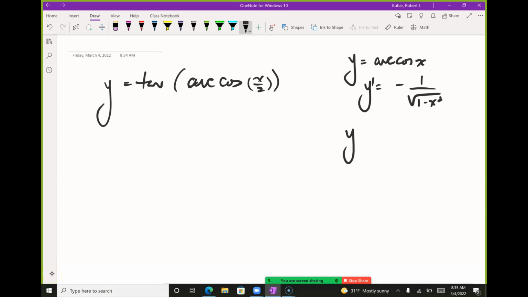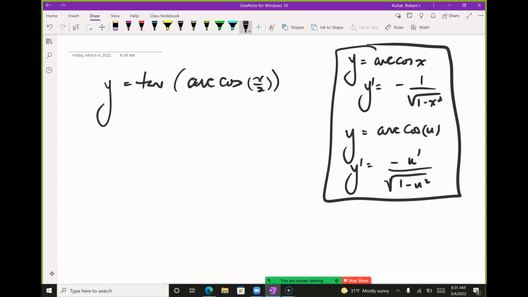So, my u-sub version of this, y equals arccos of u, gives me y prime is negative u prime over the square root of 1 minus u squared. All right, so those are the two pieces. And just like I derived the arctan derivative and the arcsine derivative, you should derive the arccosine derivative. So notice what we see here.